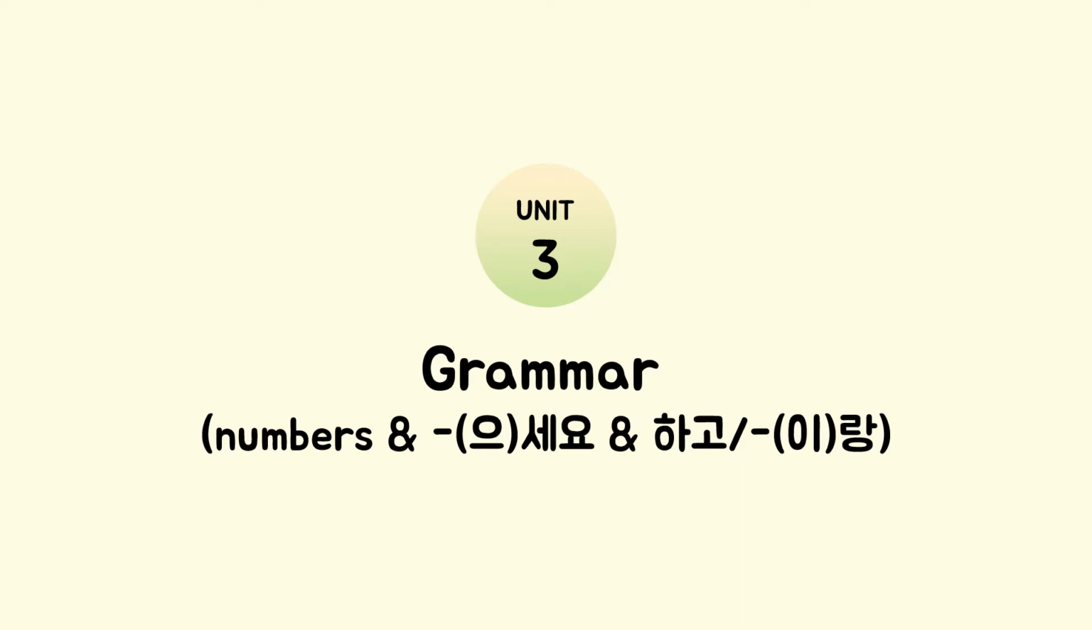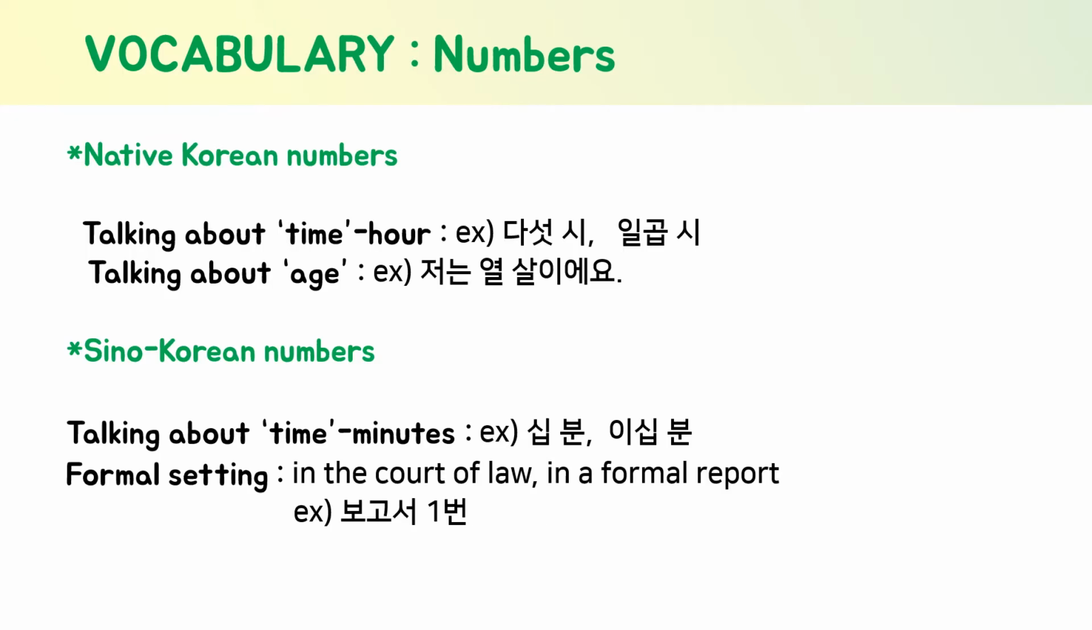In Unit 3, we're going to study the numbers, 으세요, and 하고 and 이랑, which mean "and," the English word "and." Right, so first of all, let's study the numbers. In Korean, we have two different systems for the numbers. One is native Korean numbers. The other one is Sino-Korean numbers. So we use each of them for a different thing.